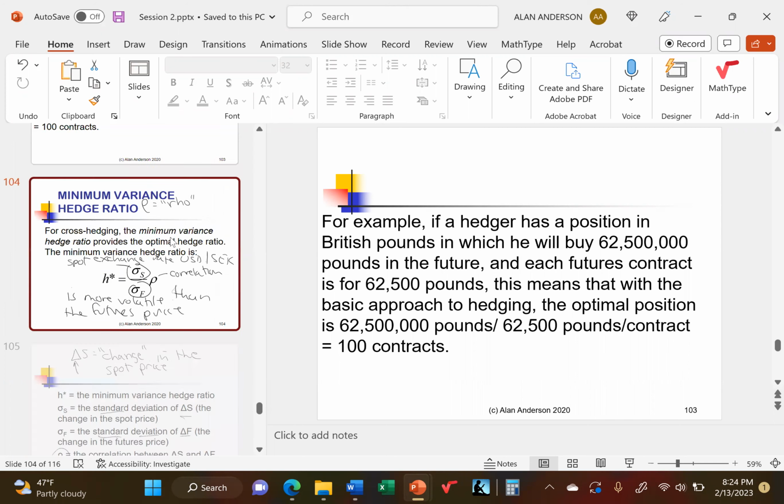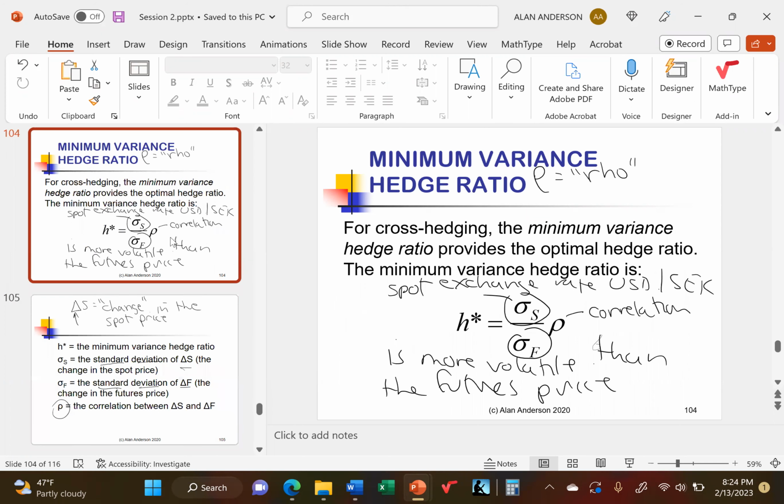You might think that's the perfect setup, but it doesn't necessarily work out that way. Now, here's another strategy which is based on statistics. This is sometimes called the minimum variance hedge ratio because it attempts to minimize the risk that remains when we hedge our position with a futures contract.